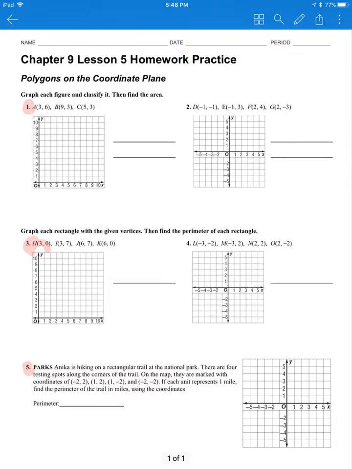Hey guys, we are going to work on 3 problems on this worksheet. So you're going to do them with me. We're going to work on 1, 3, and 5. So let's get started with number 1.